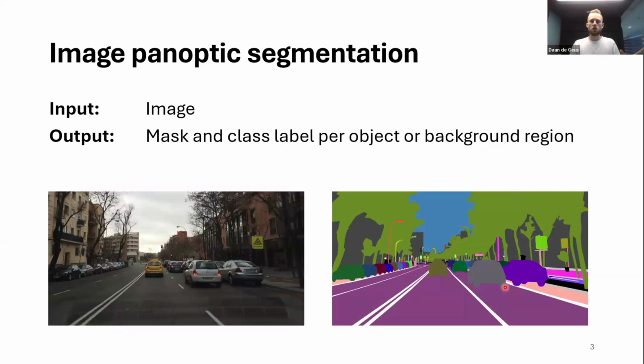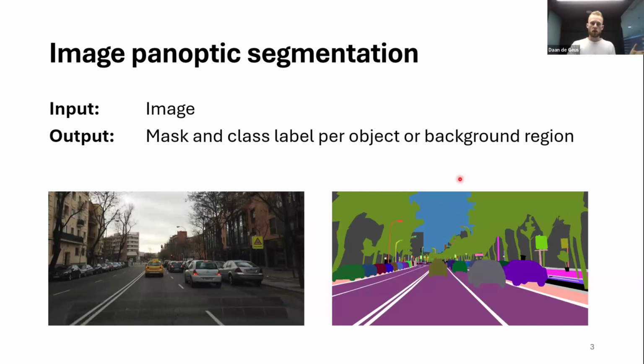One of the examples of what a visual segmentation task could be is image panoptic segmentation. In this case, the input is a single still image, and the desired output is a segmentation mask and a class label for each individual foreground object, such as the individual cars over here, or background regions. So for countable objects, such as cars, we distinguish between individual instances, and for the background, such as the sky or the roads, we just have a segmentation mask for an entire class.